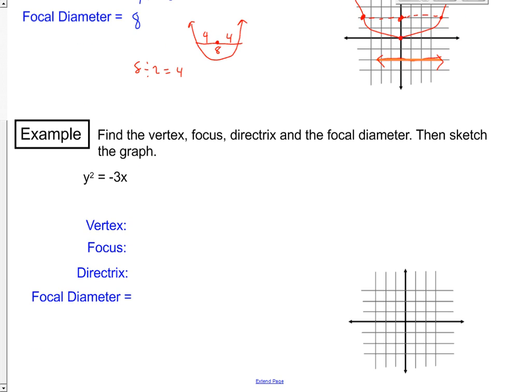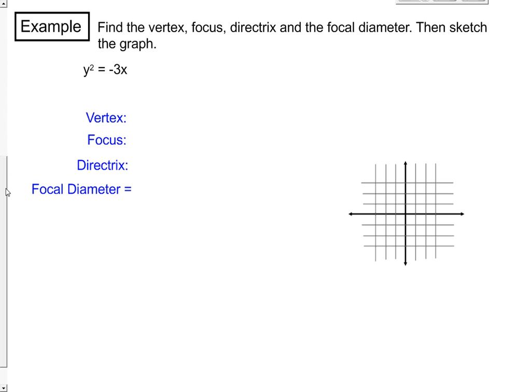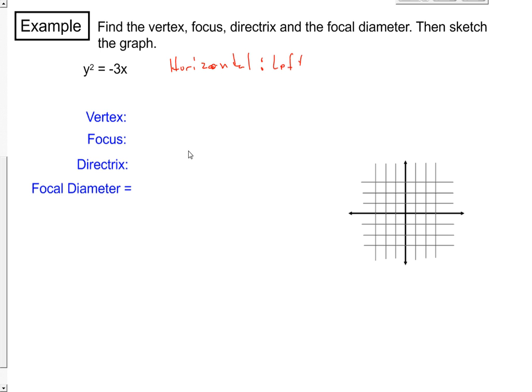Let's look at this next example. Again, we're going to do everything we just did up above. Here we've got y squared equals negative 3x, so this is a horizontal parabola. And the other thing I need to realize is this is negative, so this is opening to the left. It's horizontal and opening to the left. So again, I still need that negative 3, and that's my 4p value. I'm going to divide by 4, and I get p equals negative 3/4.